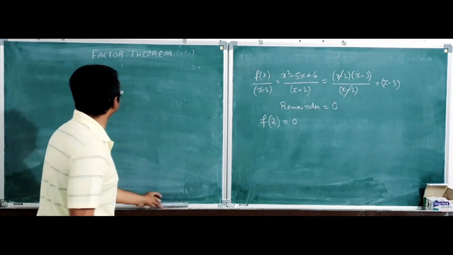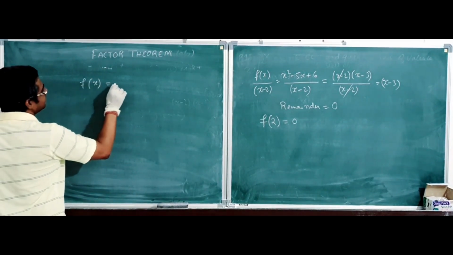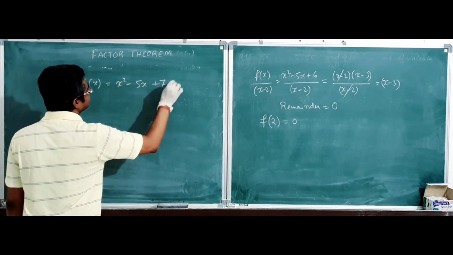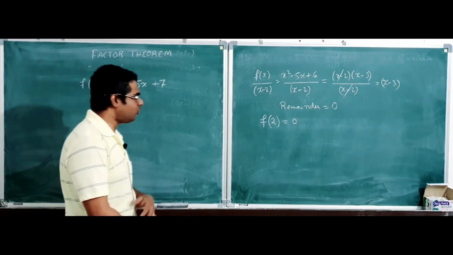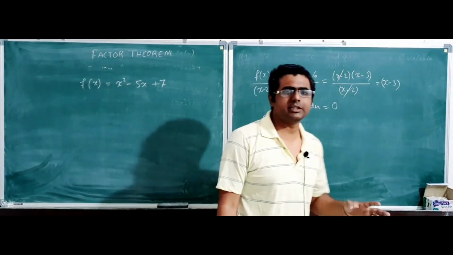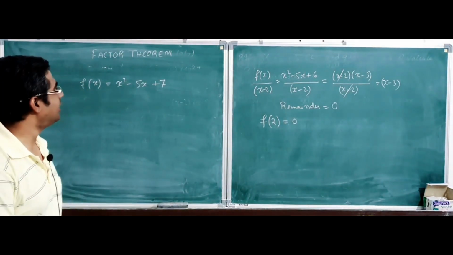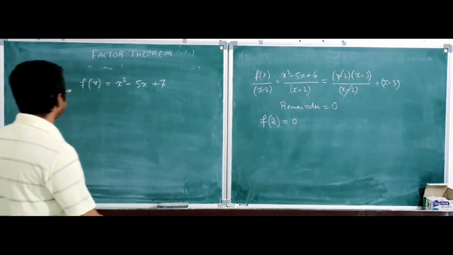But let us now change this equation a little bit. Let us make f(x) equal to x square minus 5x plus 7. Let us just change this one. And again it is said to find out the remainder if it is divided by x minus 2. So I'll show you another method. This is basically this method only, don't have to worry, but that is an easier method.